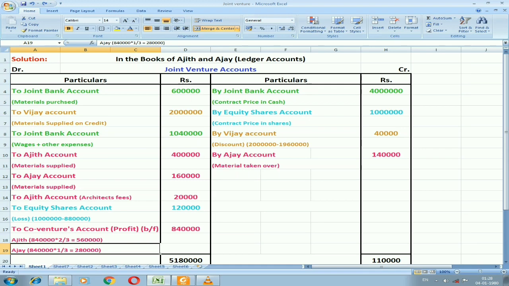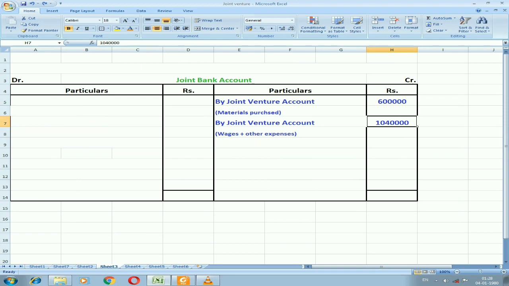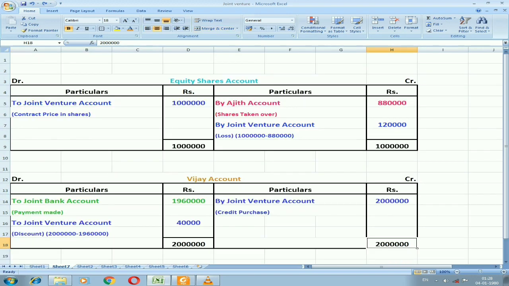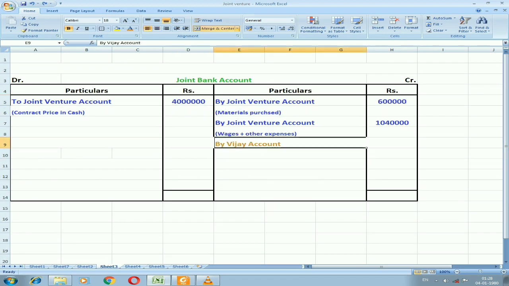Apart from that, on the credit side of joint venture account, we have one joint bank account entry, that is contract price in cash for 40 lakhs. Apart from that, we don't have any joint bank entries in joint venture account. So let us check the equity shares account. On the equity shares account, we don't have any joint bank entry. On Vijay account, we have one joint bank entry, that is payment made 19 lakh 60,000. We are supposed to record that on the credit side of joint bank account. So let us record it by Vijay account, payment made 19 lakh 60,000. Apart from that, we don't have any entries related to joint bank under those accounts.